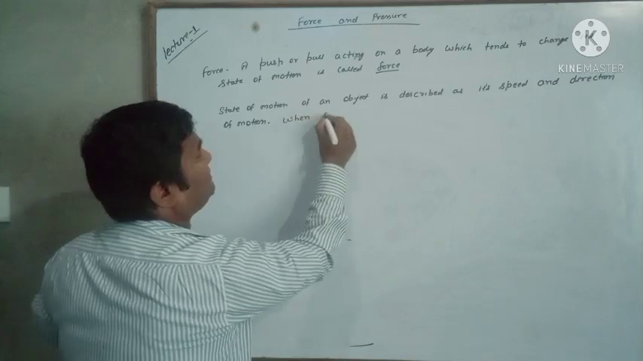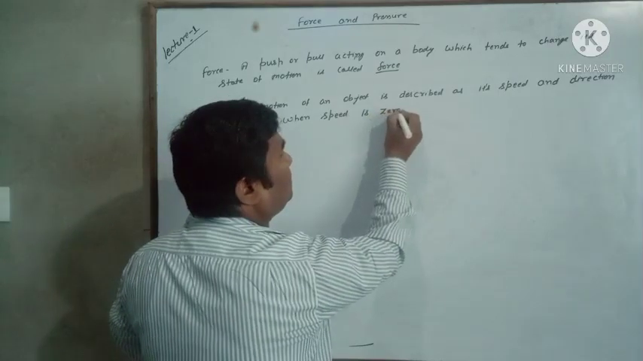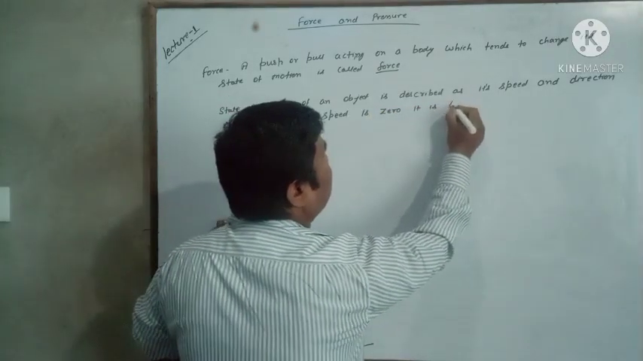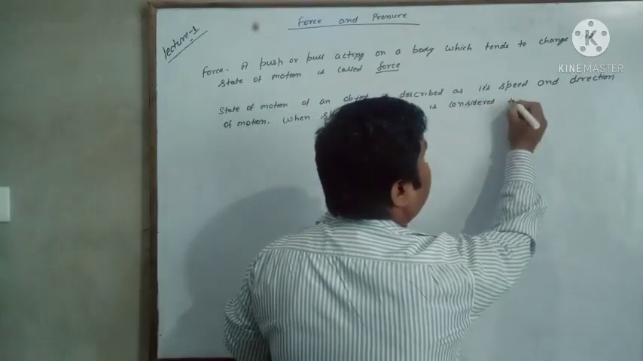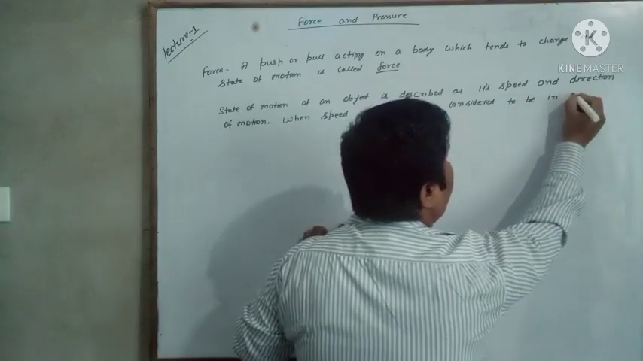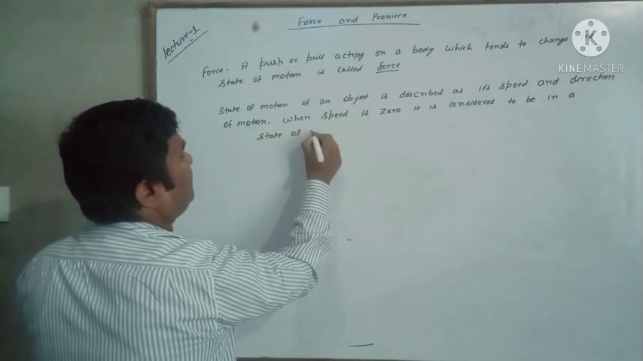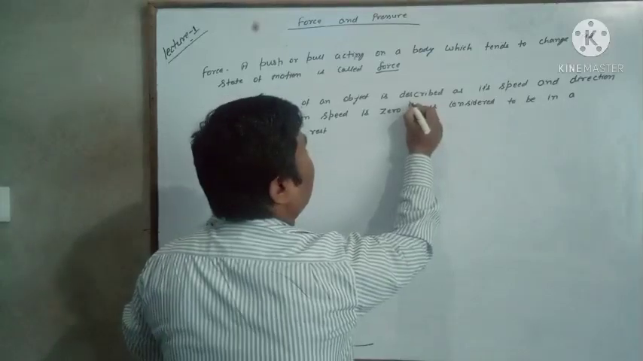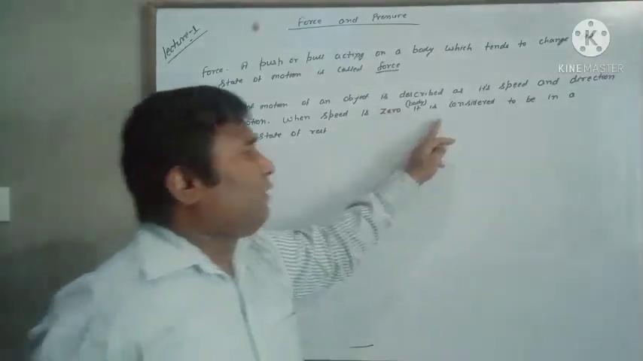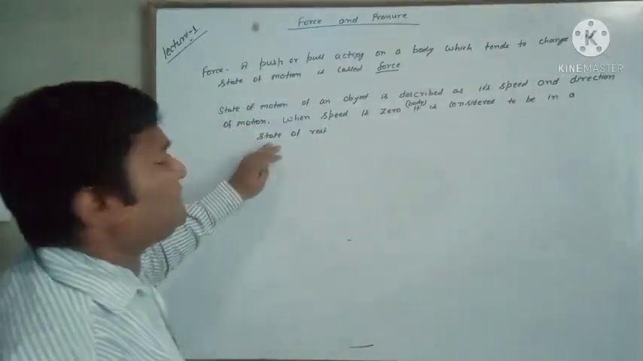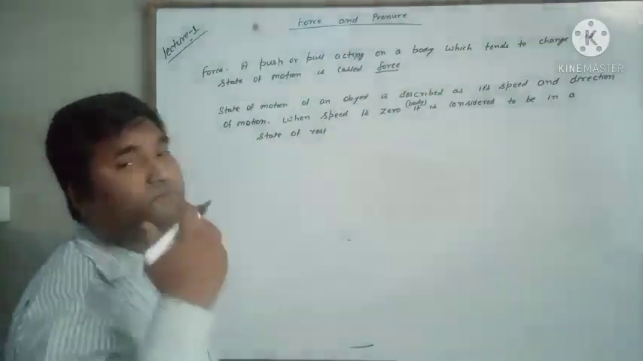When speed is 0, it is considered to be in a state of rest. It means when speed is 0, then the body is considered to be in the state of rest. So I have told you speed and direction. This is the state of motion.